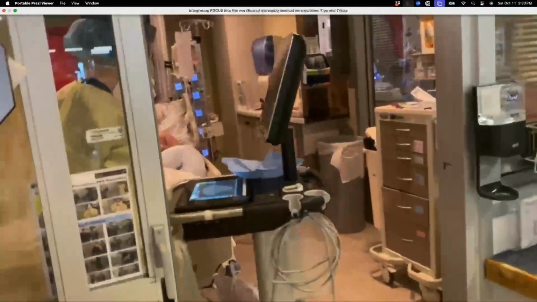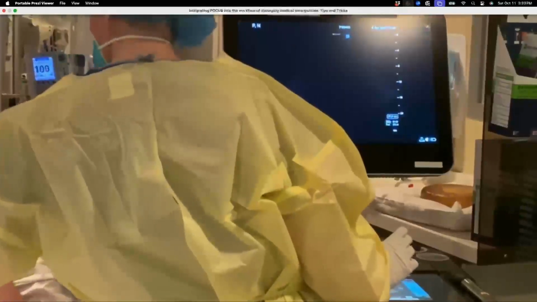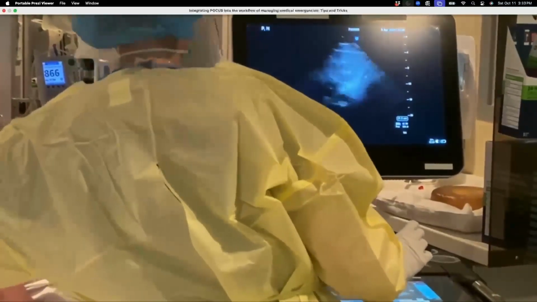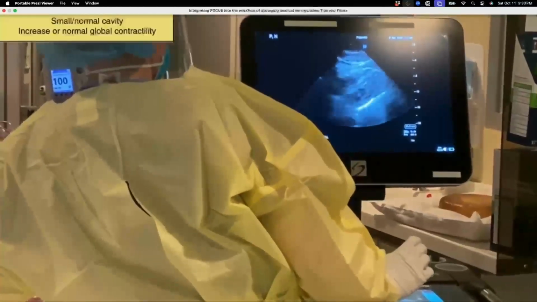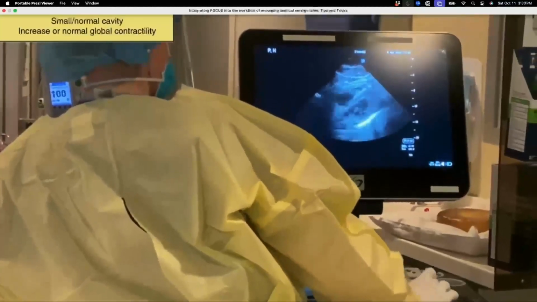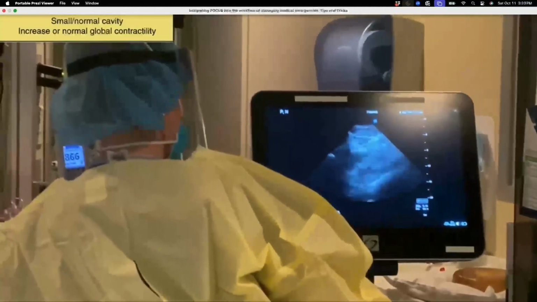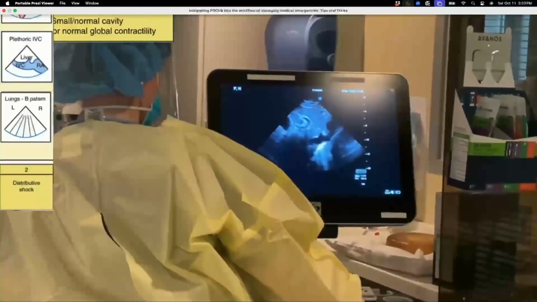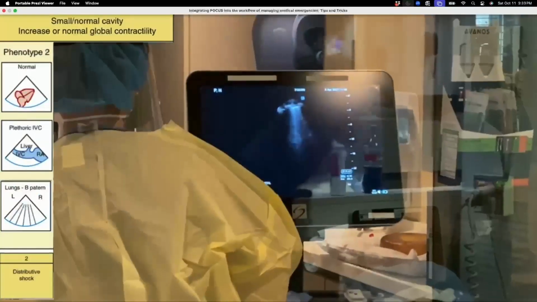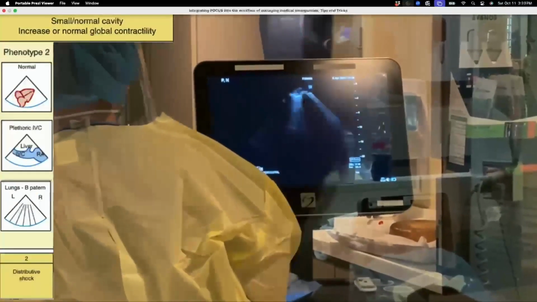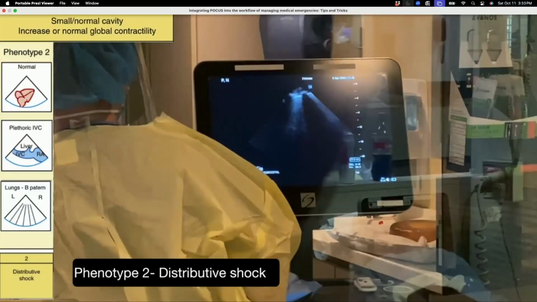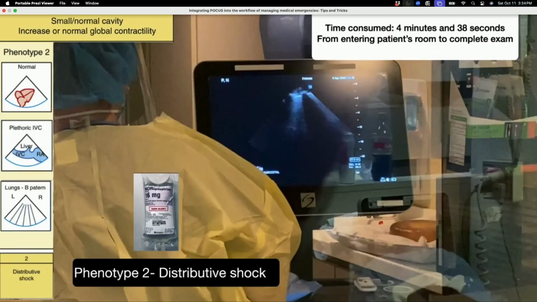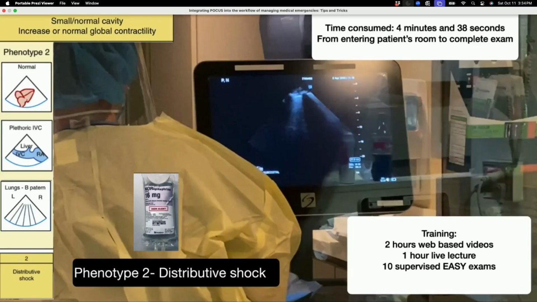After that, the next day, they pre-scan the patients before rounds. So they go to the room, close the door, and wait for them to do the scan. Then we do the interpretation during rounds. They save the images, and based on the images, we can separate these hemodynamically unstable patients into phenotypes where we can tailor management. In this situation, there's lots of B lines and a plethoric IVC. This is distributive shock. You shouldn't give fluid. You should give some norepinephrine. The exam took around 4 minutes, and the training took around 1 day.